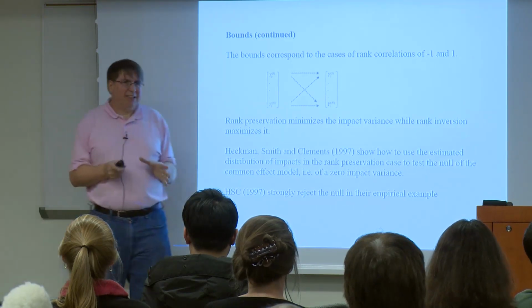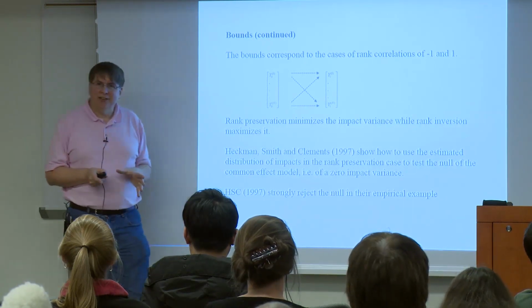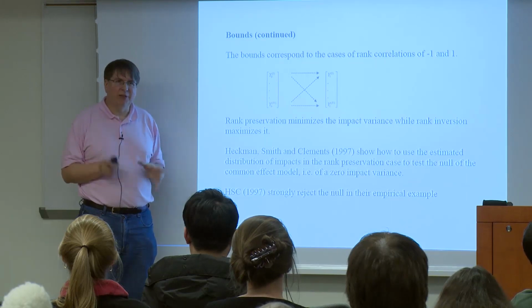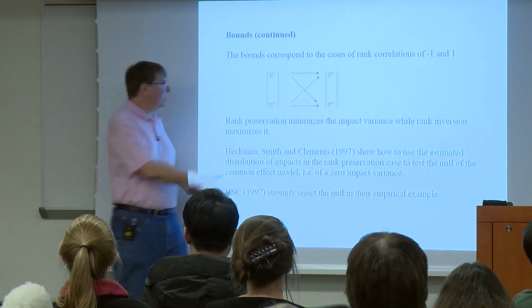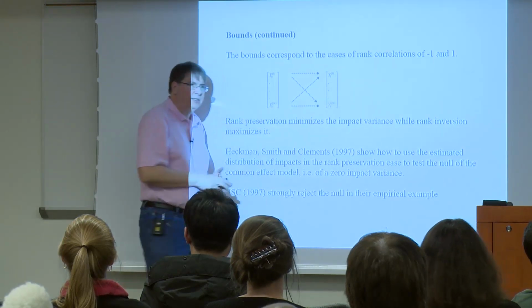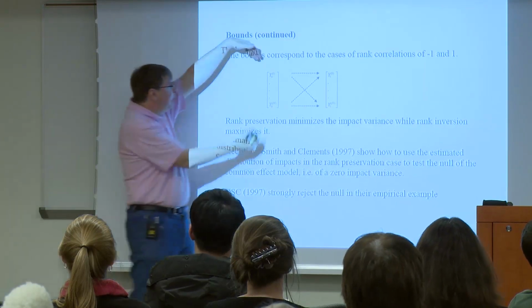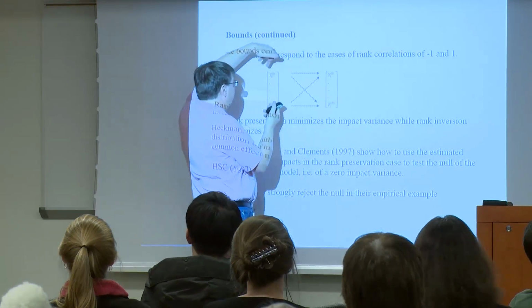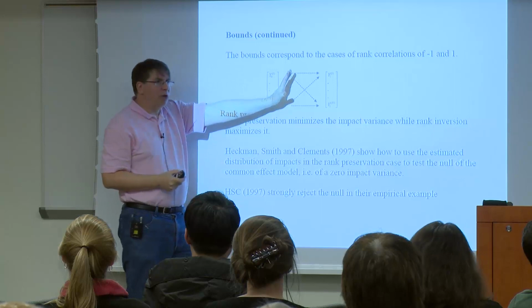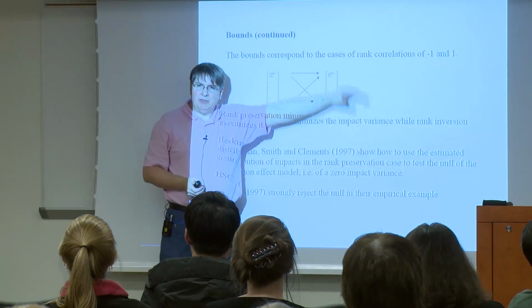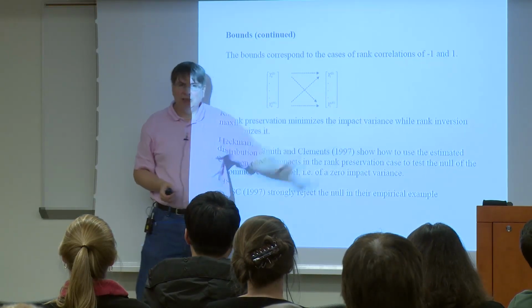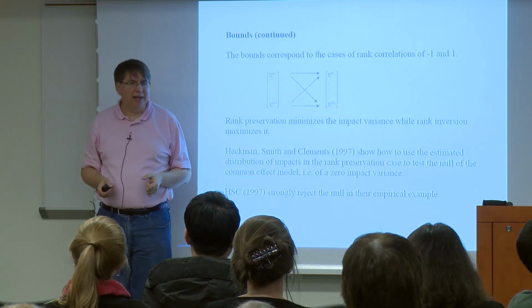Also implicit in this is a test of whether or not the variance of the impacts is greater than 0. So if you take the rank preserved set of impacts, right? So if you take the treated units in order, the untreated units in order, difference across, that gives you a distribution, a set of impacts. You can essentially test whether those impacts are all the same.